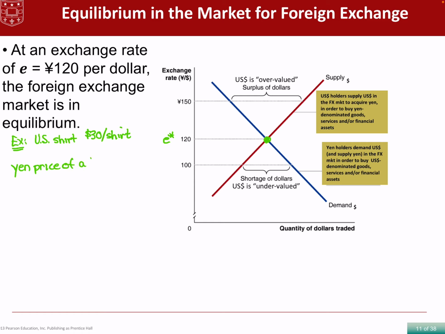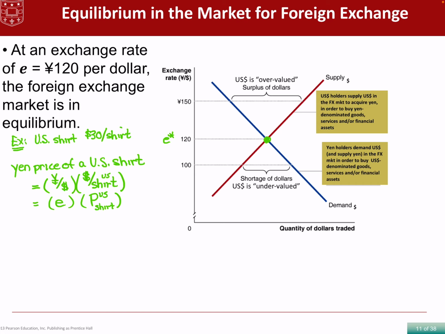So the yen price of a US shirt is equal to the number of yen per dollar times the price of the shirt, so dollars per shirt. In other words, you could cancel out the dollar signs and you would have yen per shirt. So what is this? This is the nominal exchange rate times the price of the shirt in the US.